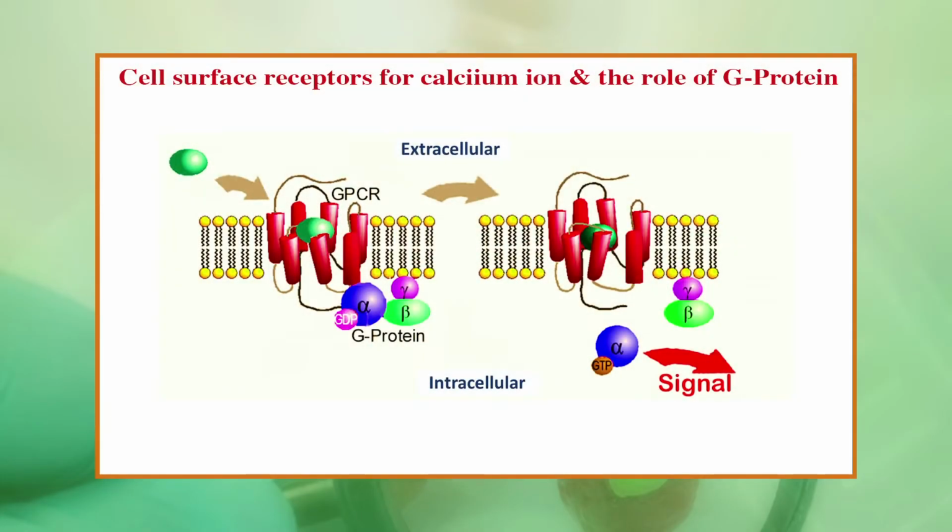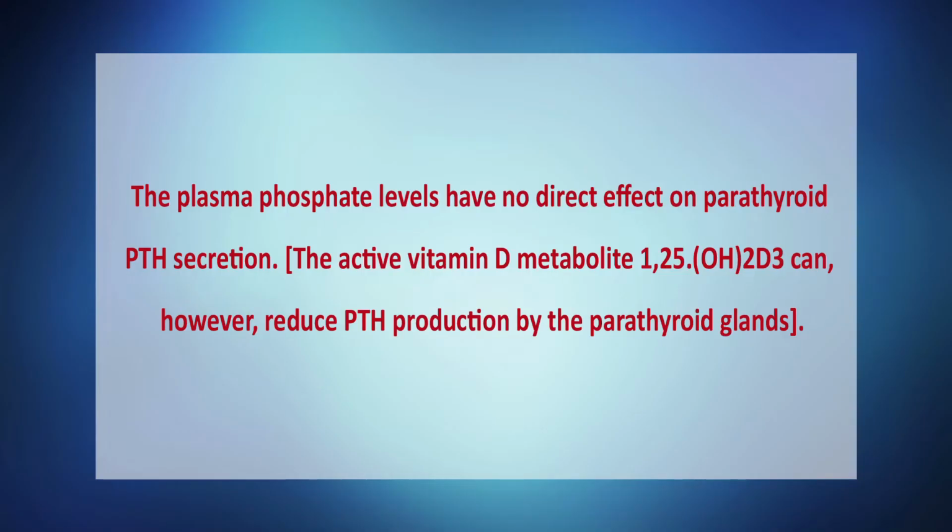Plasma magnesium has a similar though weaker effect than calcium ion on parathyroid secretion. The physiological relevance of this, however, is uncertain. The plasma phosphate levels have no direct effect on parathyroid secretion. The active vitamin D metabolite 1,25-(OH)2D3 can, however, reduce parathyroid hormone production by the parathyroid glands.